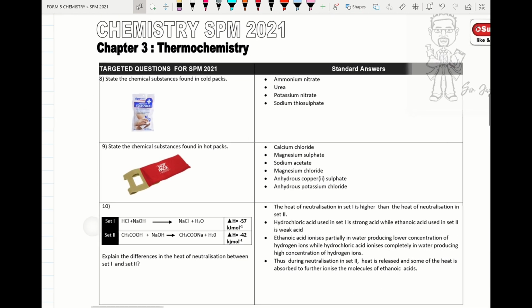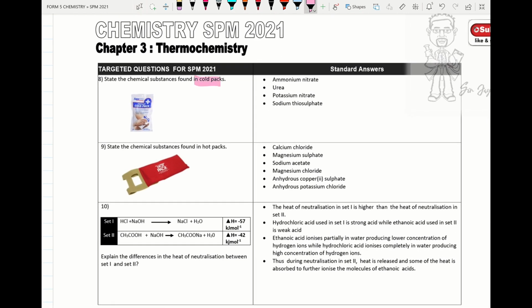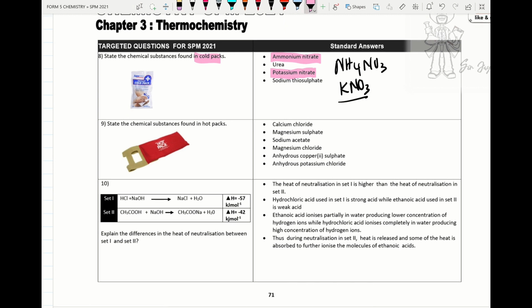And please remember all the objective questions. Cold pack: please remember ammonium nitrate and one more, potassium nitrate. For hot pack, please remember sodium, calcium chloride, magnesium sulfate, anhydrous copper(II) sulfate, anhydrous potassium chloride, magnesium chloride, and sodium acetate.